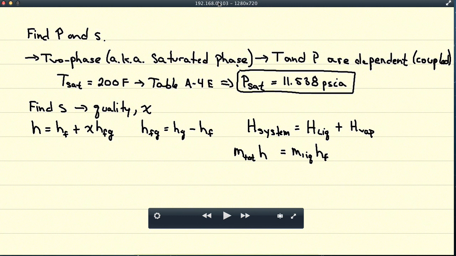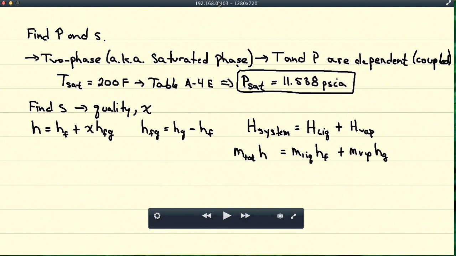We use f to subscript the saturated liquid enthalpy. In other words, that portion of the system that's liquid, its enthalpy is the saturated liquid enthalpy. And that portion of the system that is vapor, its enthalpy is the saturated vapor enthalpy. So we have plus the mass of the vapor times the enthalpy of the vapor, which we use Hg. I should have written this as Hg. I apologize.